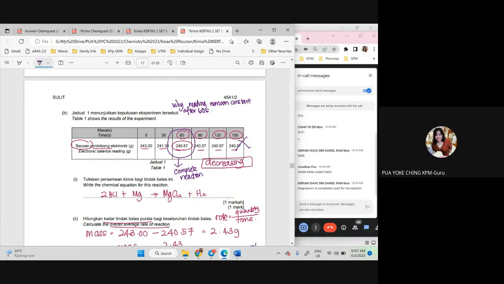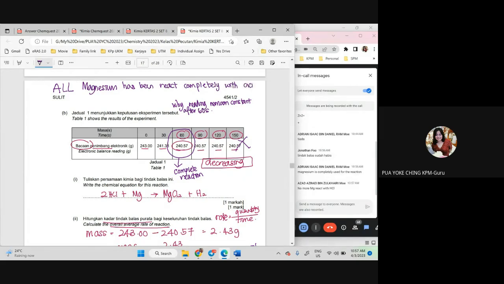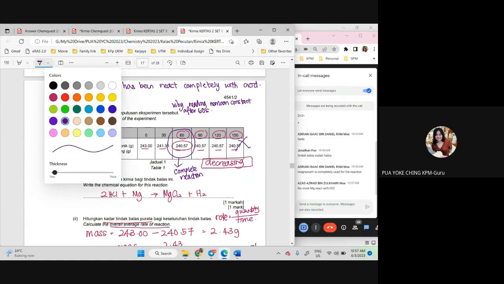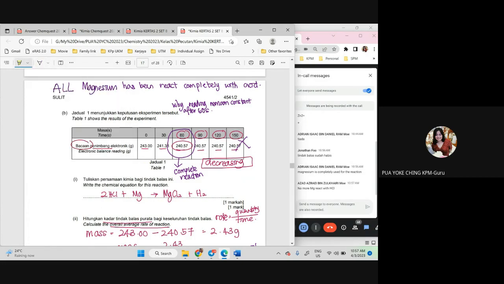Very lengkap means you must write all magnesium has been react completely with acid. You punya konsep betul tapi cara jawab tak dapat makan. Mesti ada perkataan "lengkap". Semua magnesium telah bertindak balas lengkap.